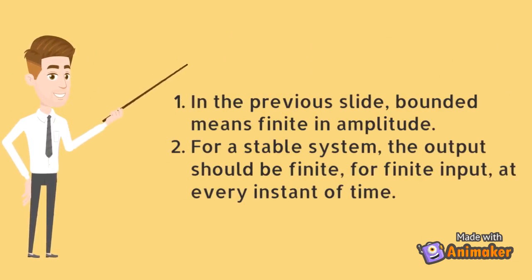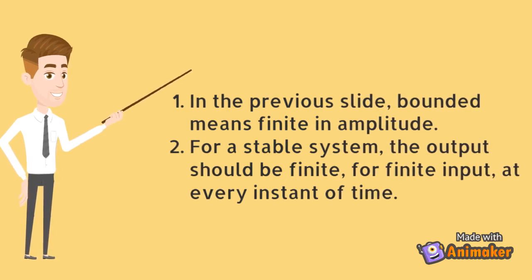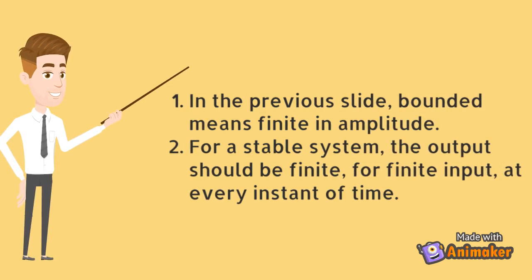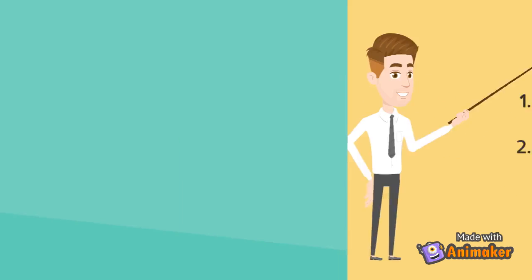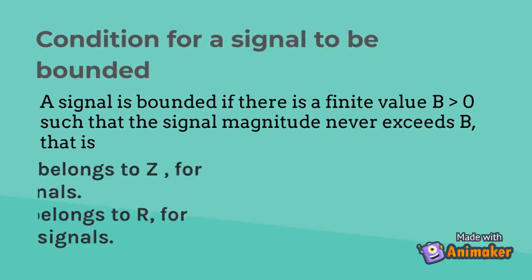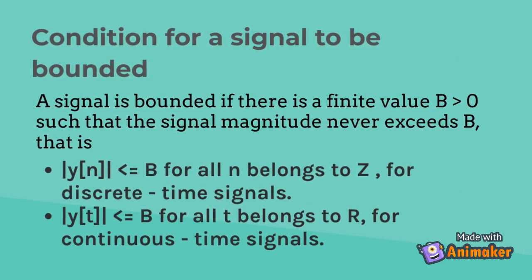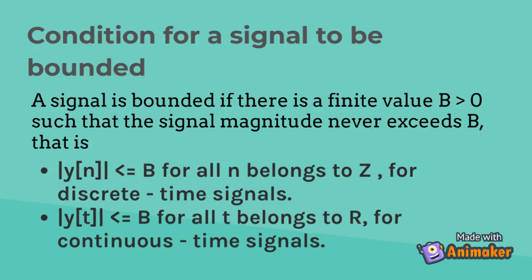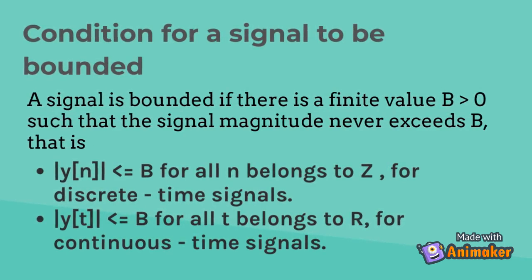In the previous slide, bounded means finite in amplitude. For a stable system, the output should be finite for finite input at every instant of time. In this slide, we see the conditions for a signal to be bounded. A signal is said to be bounded if there is a finite value b greater than 0 such that the signal magnitude never exceeds b.